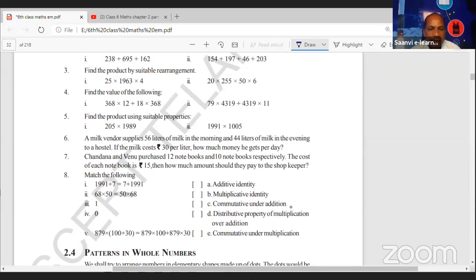Here some addition and multiplication and some numbers are given, and the properties are given. So which property is involved here? See here, 1991 plus 7 is equal to 7 plus 1991. Which property is it? It is commutative property under addition. So what is the answer here? Commutative under addition, C is the answer. Like that, you match them.